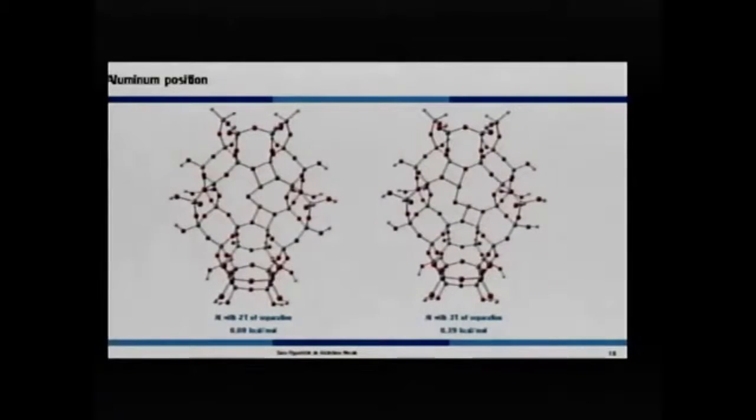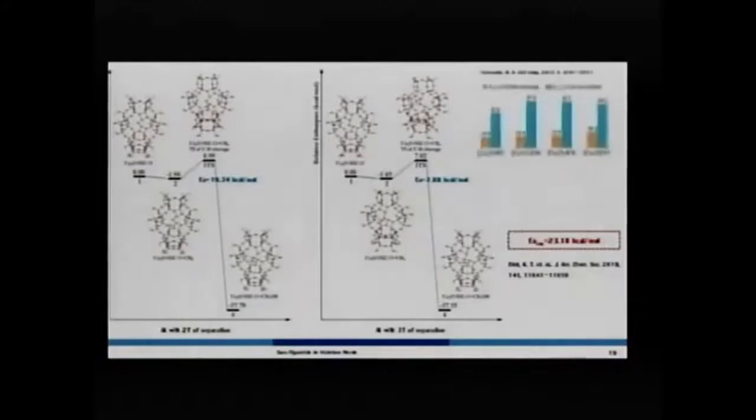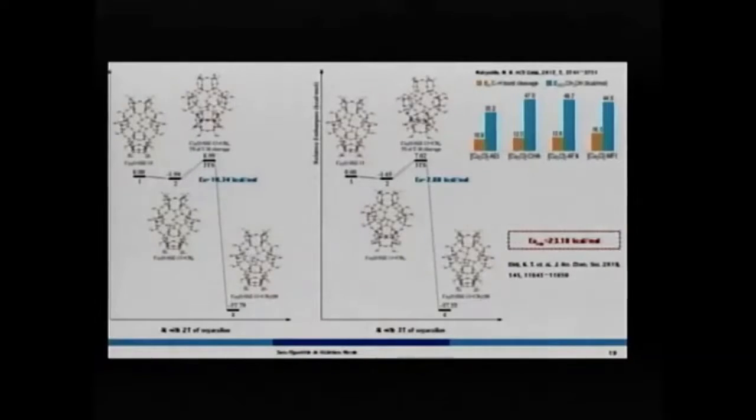And we find that with three T site separation, we have about 0.4 kilocalories. When we calculated the coordinate of reaction, we observed that for the systems with two T sites of separation, we have an activation energy of about 10. For the three T site separation, we have about 8. And the experimental value for that is 23.